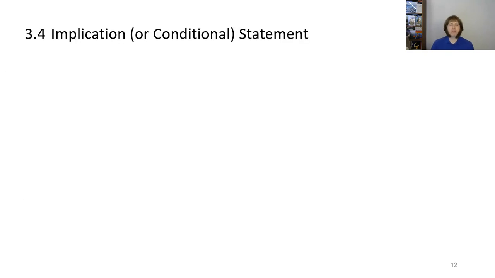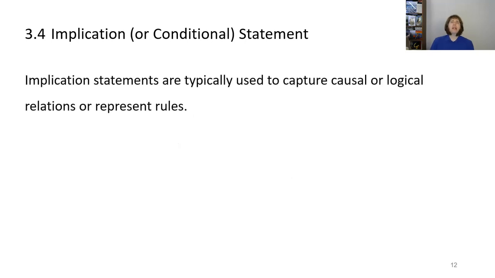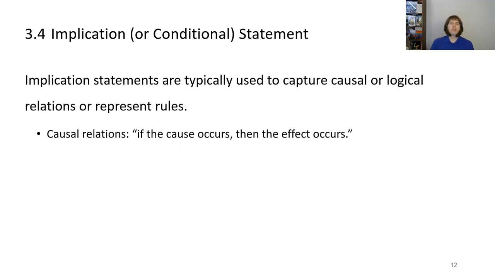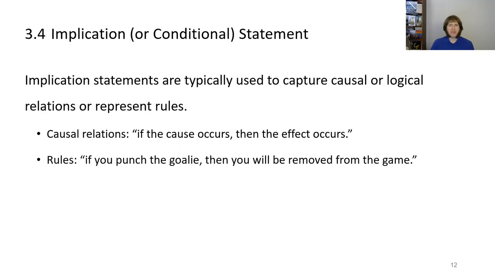At least one. Okay, on to section 3.4, the implication or conditional statement. Now these sorts of statements typically capture causal or logical relations. They can also represent rules. So for instance, if the cause occurs, then the effect occurs. Right? There's an if-then statement. Implication or conditional statements are really of this kind. Rules, if you punch the goalie, then you'll be removed from the game, or you'll get a penalty or something like that. I used that example in the book a fair bit.